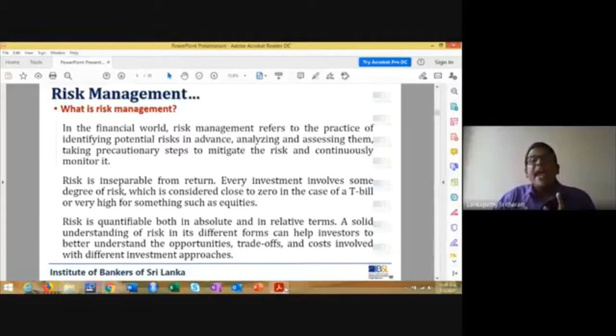So we can quantify the absolute risk value in any investment. This is absolutely quantifiable. And there's also a relative term we can use. For example, earlier I compared the risk in relative terms. Treasury bill is a less risky one, but equity investment is a high risk investment. This is a relative term. Compared to treasury bill, equity investment is higher.